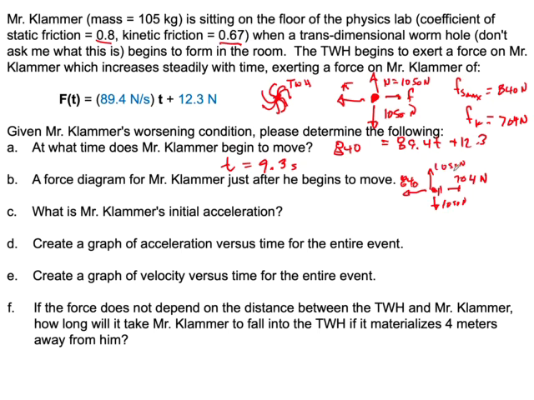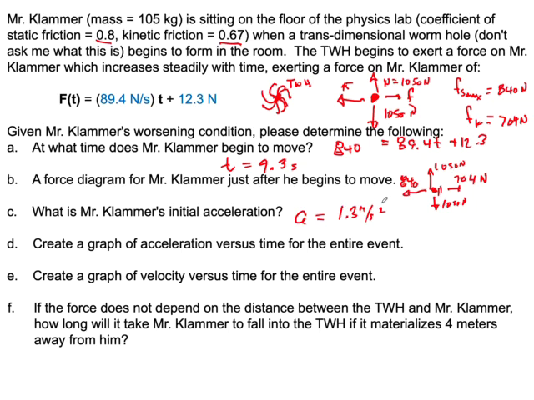My initial acceleration, just the difference between those, 840 minus 704, divided by my mass, 105. I'll discover that my acceleration is about, just using F equals ma, about 1.3 meters per second squared.